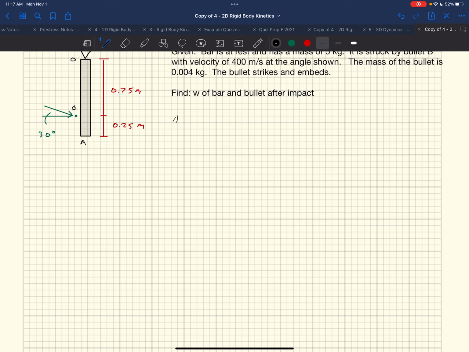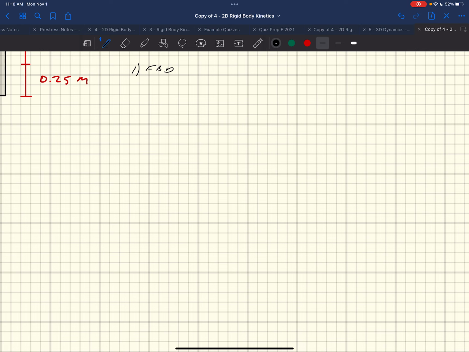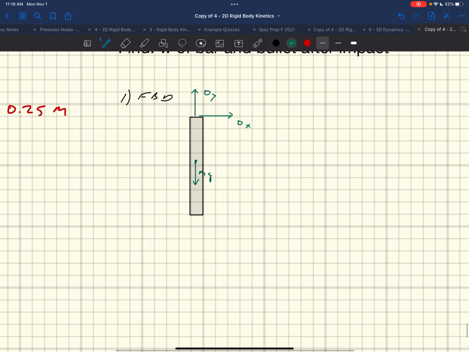Our free body diagram. I got my bar. All right. I got forces acting on this thing. I have reaction up here, right here, OX and OY. I got mass times gravity acting in the center there. And then that's it, really, except for, just to show you, this internal force pairs.